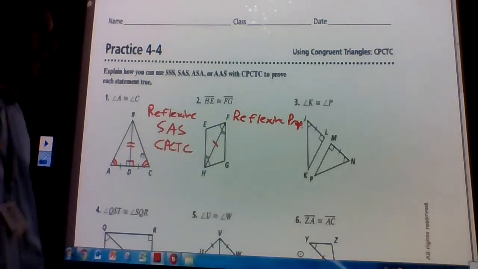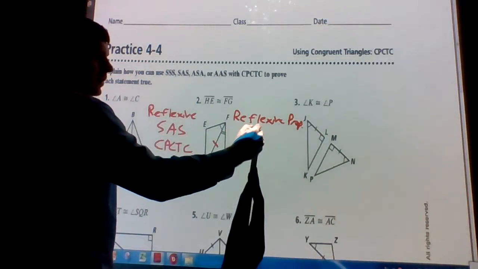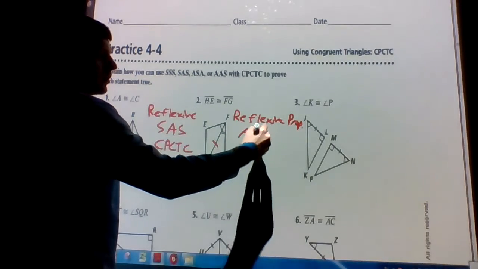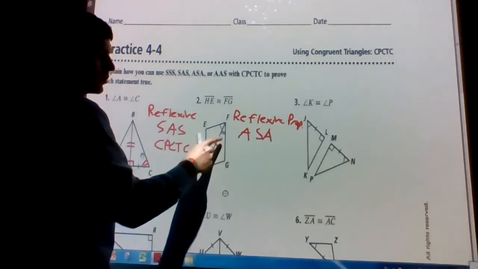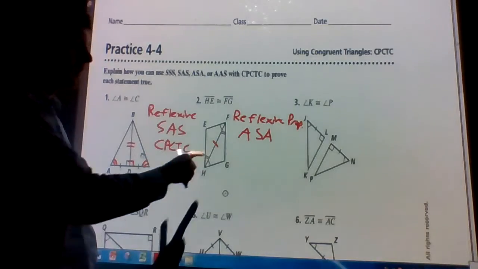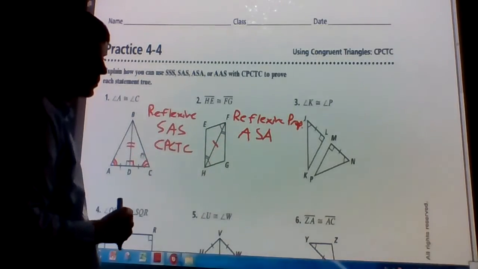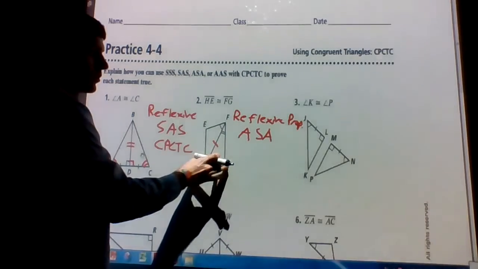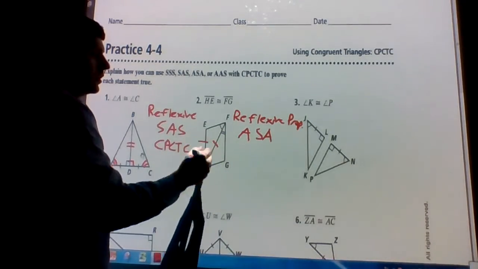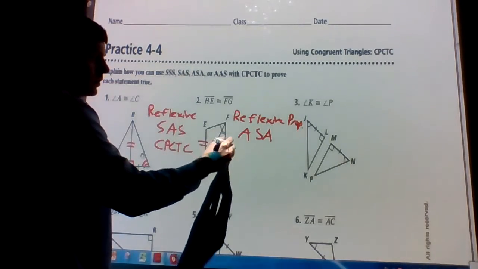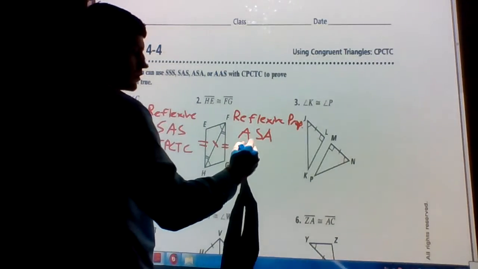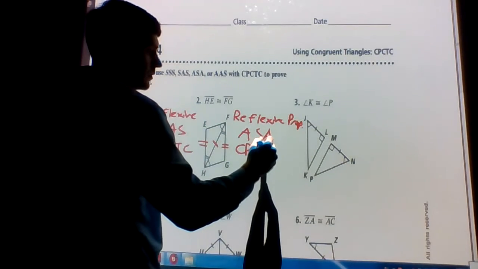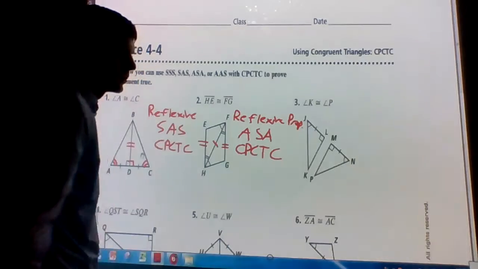Okay, we now have angle, side, angle. We have two pair of angles, one pair of sides. The pair of sides are included, meaning that they're between the two pair of angles. So we have angle, side, angle. We just go in order there. Once we have angle, side, angle, we know the triangles are congruent. And since the triangles are congruent, we know that HE is going to be congruent to FG because the corresponding parts of congruent triangles are congruent.